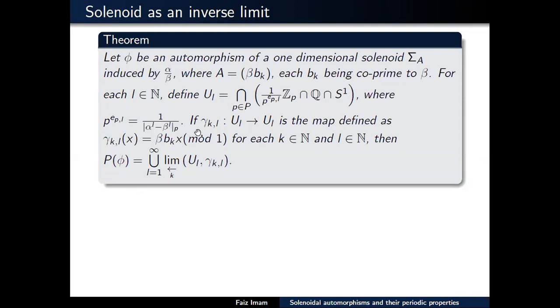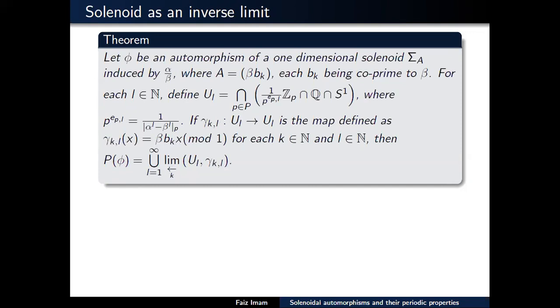And we have a map gamma KL from UL to UL, defined as gamma KL of X is beta BK X modulo 1, the solenoid map, for each K belonging to N and L belonging to N. Then the periodic points of this automorphism phi are given by the inverse limit, L equal to 1 to infinity, of UL and gamma KL. UL is defined here and gamma KL is defined using the sequence beta BKs. So the set of all periodic points is given.